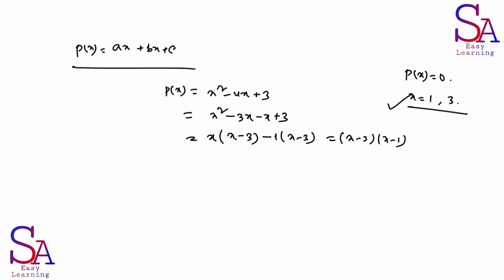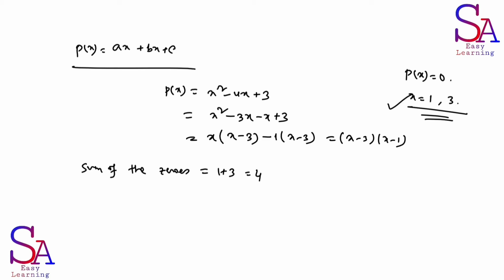Now I get the sum of the zeros. Roots and zeros are the same; they are called roots or they are called zeros also. So the sum of the zeros, 1 plus 3, is 4.